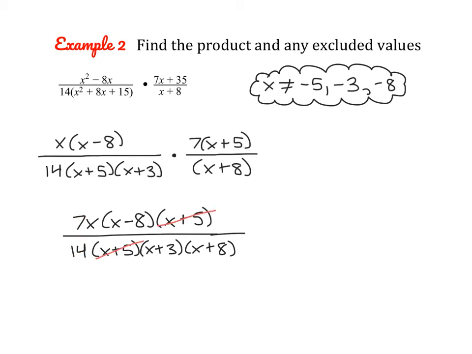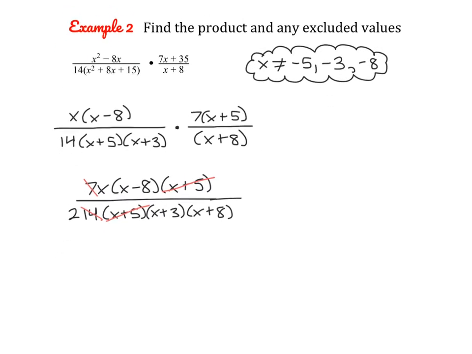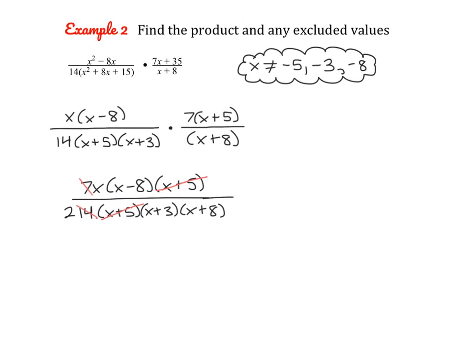You'll see that we have a common factor of x plus 5, so that will cancel out. And then you'll also see that our numbers in front can be simplified. 7 and 14 are both divisible by 7, so this 7 turns into a 1, and this 14 turns into a 2. And since that's all of our common factors, whatever we have left will be our final answer.